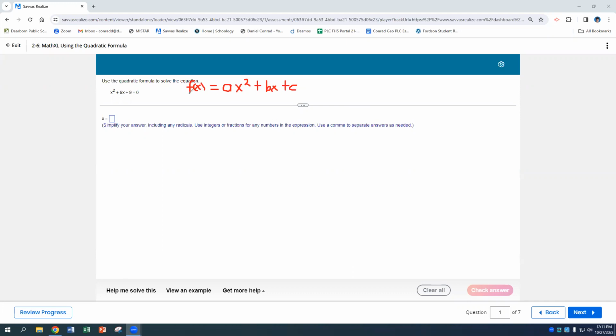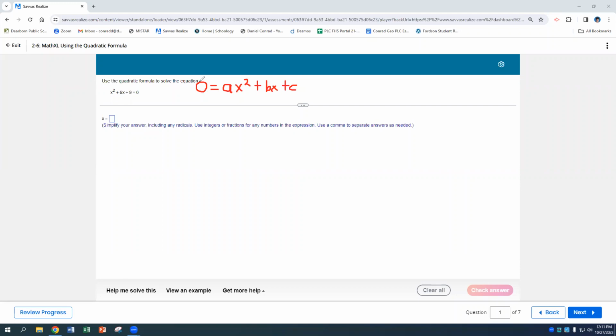So here, if we have our quadratic function in standard form and we want to find the value of x, we're looking for the x-intercepts, right? We're looking for the zeros when f of x equals 0. So we're really substituting in 0 for our y, or our f of x, and we're solving for our x values.